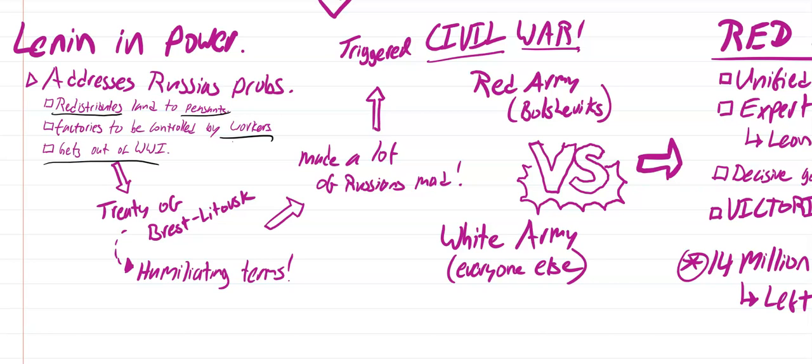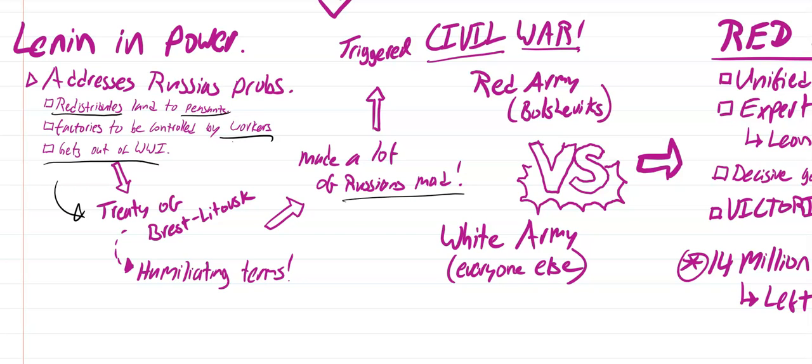The problem with this, though, is that the way he does it is through the humiliating terms of the Treaty of Brest-Litovsk. Now, what Lenin's trying to do is he's just trying to get out of the war so that he can deal with the issues of fixing Russia. But because the terms were so humiliating, it brought out a lot of the bad feelings among the oppositions of the Bolsheviks. And so it made a lot of Russians mad, in other words.